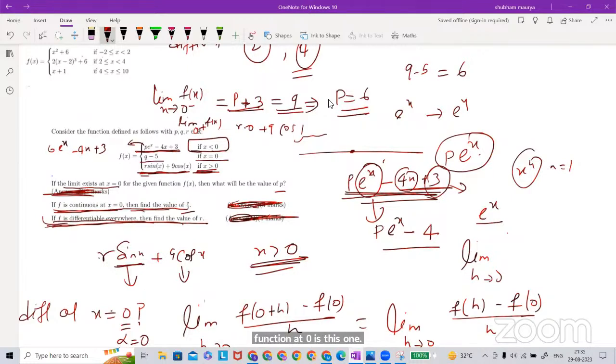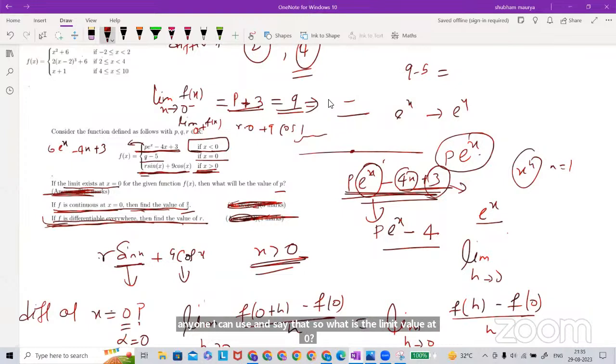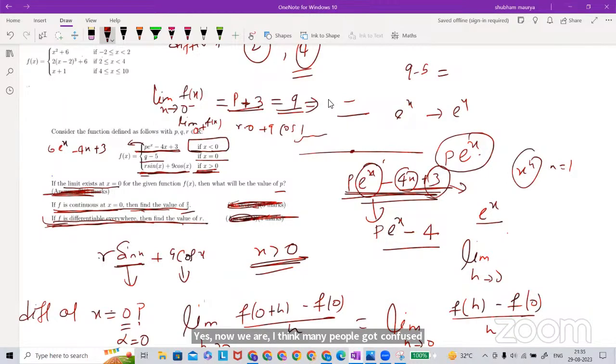What is the limit value we got? Oh, sorry, I'm making a mistake here. Now, not 6. So what is the limit value, either by the left limit or the right limit? Anyone I can use. So what is the limit value at 0? Just now I think many people got confused because of the glitching of the sign, written in a very congested form.